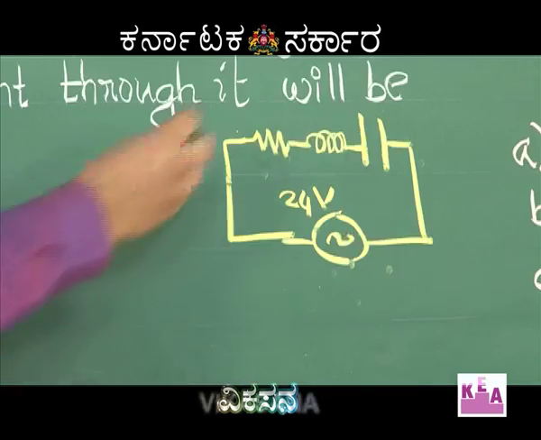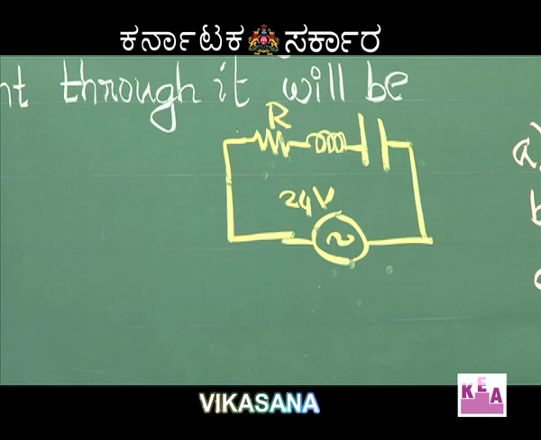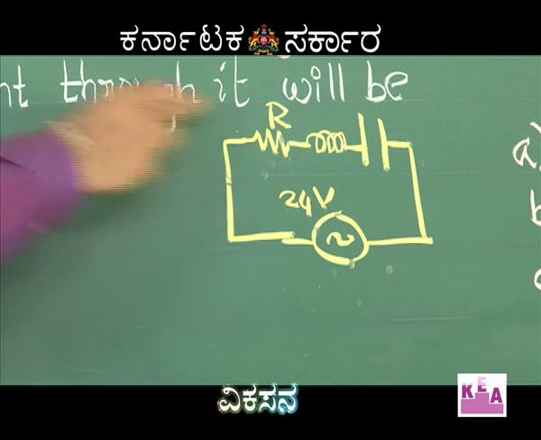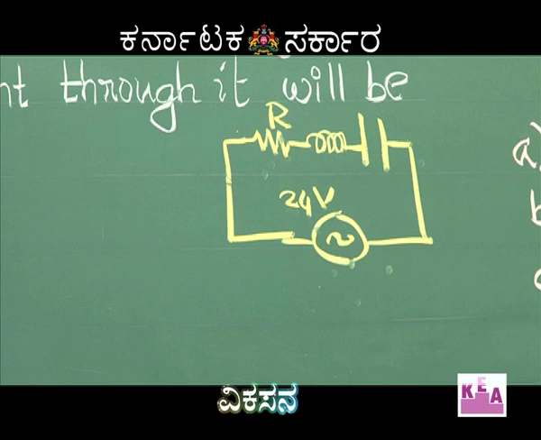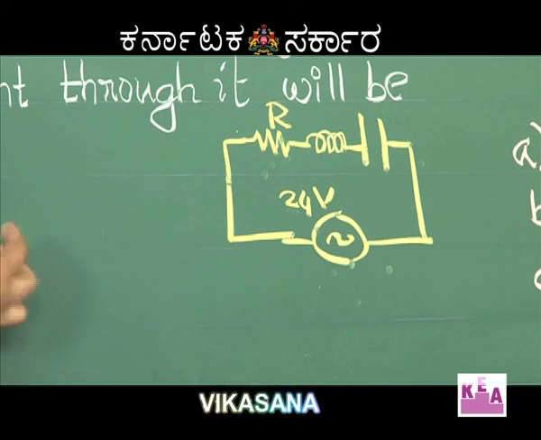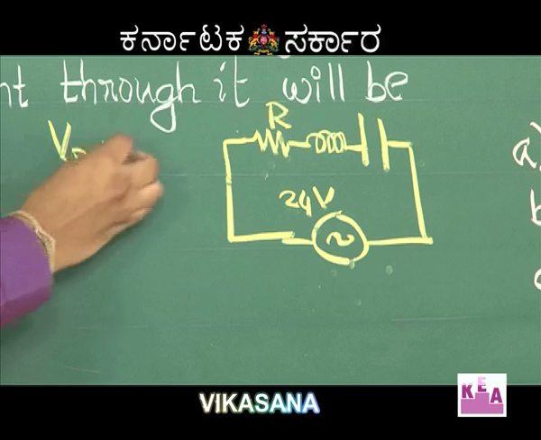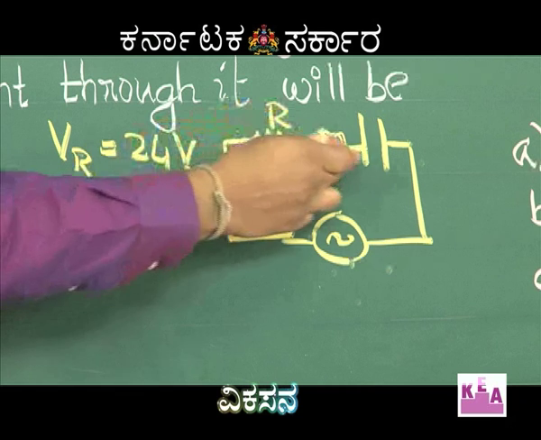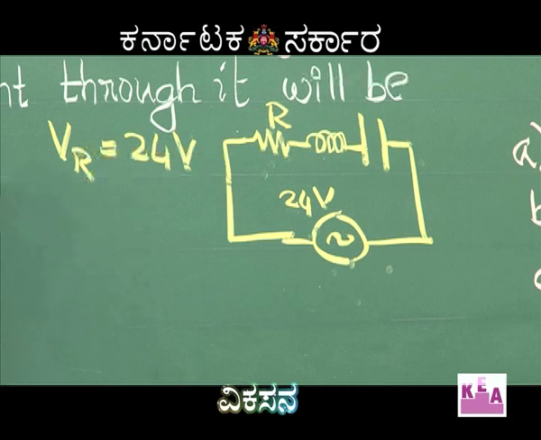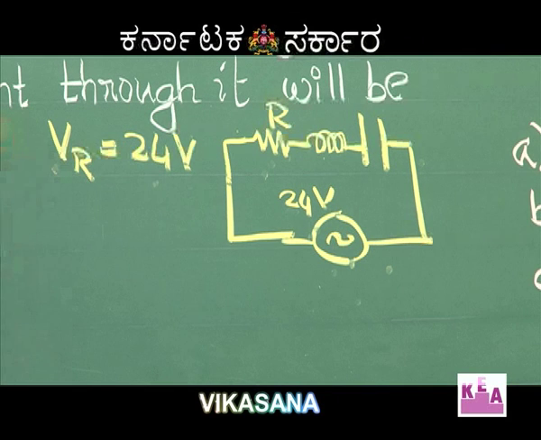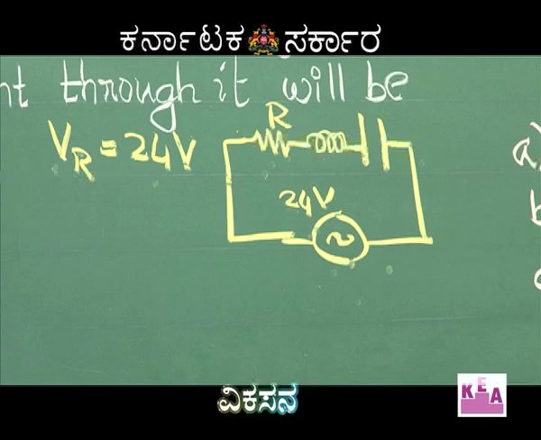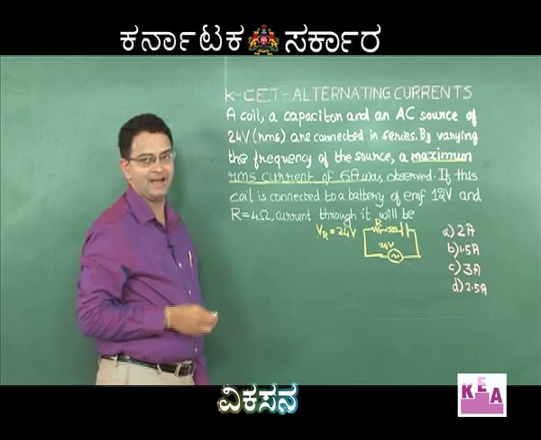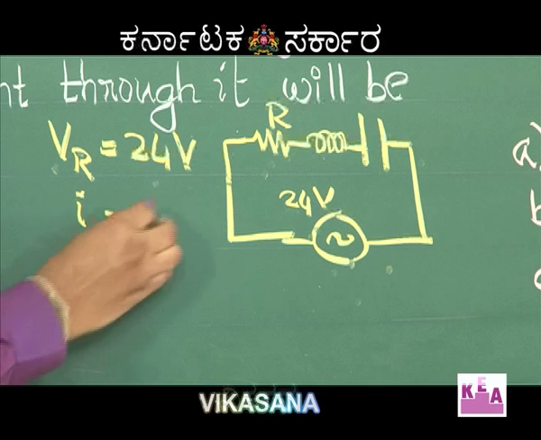Therefore, students, we can understand that the voltage across the resistor will also be exactly equal to the voltage which is applied, which is 24 volts, because the voltage across the capacitor and the voltage across the inductor are going to cancel each other. The current through the circuit is 6 ampere. Therefore, I is equal to 6 ampere.